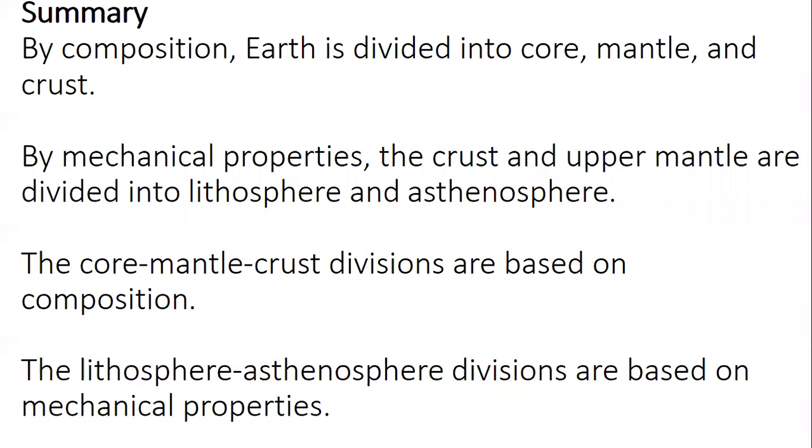By composition, Earth is divided into core, mantle, and crust. By mechanical properties, the crust and upper mantle are divided into lithosphere and asthenosphere. It all has to do with how they move over each other. The core, mantle, crust divisions are based on composition. The lithosphere, asthenosphere divisions are based on mechanical properties.